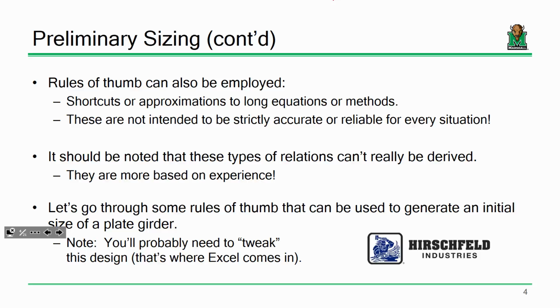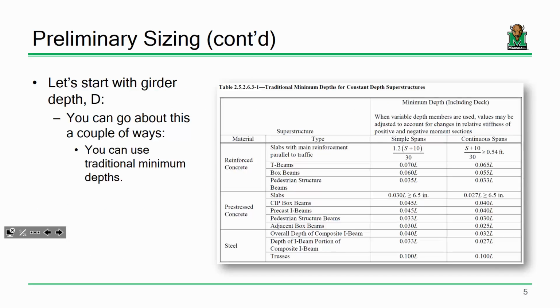Now, just so I'm being diligent and citing my source, I'm getting a lot of this from a fabrication engineer at Hirschfeld Industries. They're a pretty predominant steel bridge fabricator, and they've published some rules of thumb that work pretty well. Okay, and again, not the final answer. You'll tweak these a little bit, and that's where Excel comes in. Okay, so what I want to do is start with the girder depth.